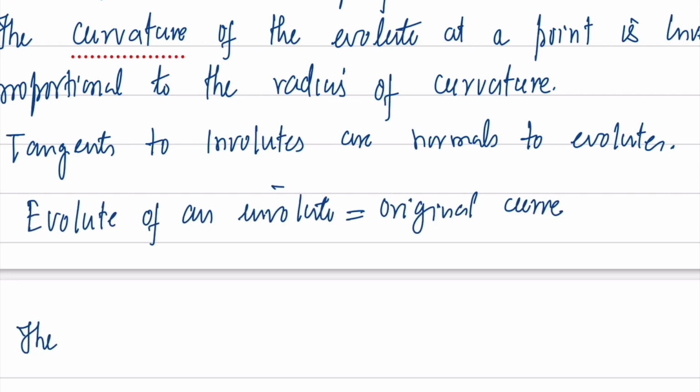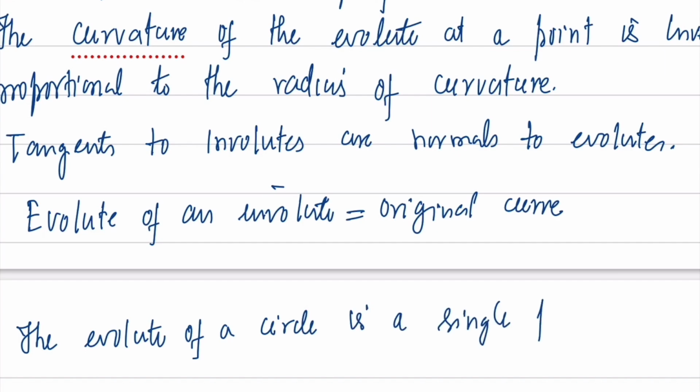The involute of a circle is a single point, which is in fact the center of the circle. So the center of a circle is the involute of that circle.